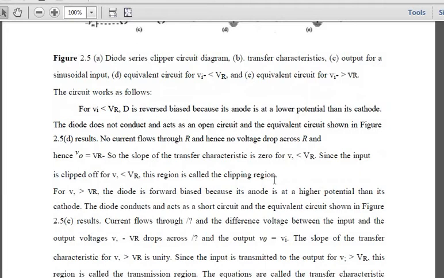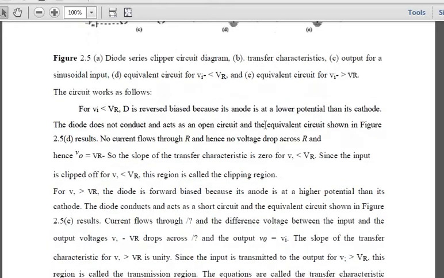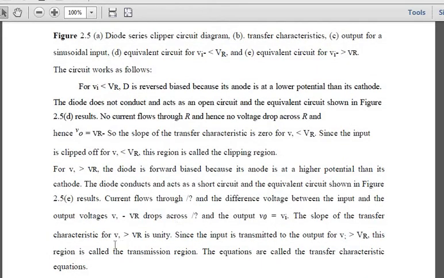So your V naught will be equal to Vi. The diode conducts and acts as a short circuit, and the current will be flowing through the resistor, and the voltage difference between the input and output is Vi greater than that of your VR. The output V naught is equal to Vi. So obviously your output will be whatever input you have applied here, that is equal to Vi. So the slope of the transfer characteristics for Vi greater than VR.